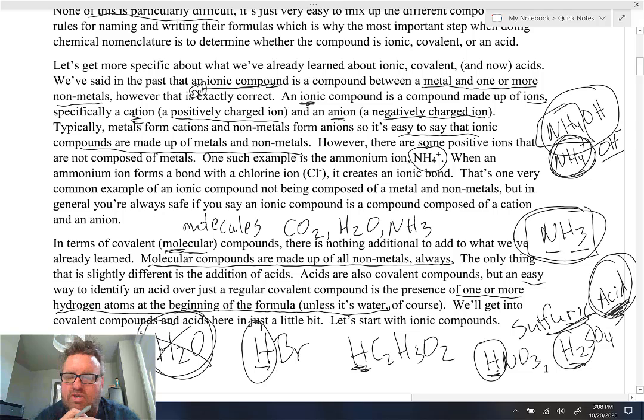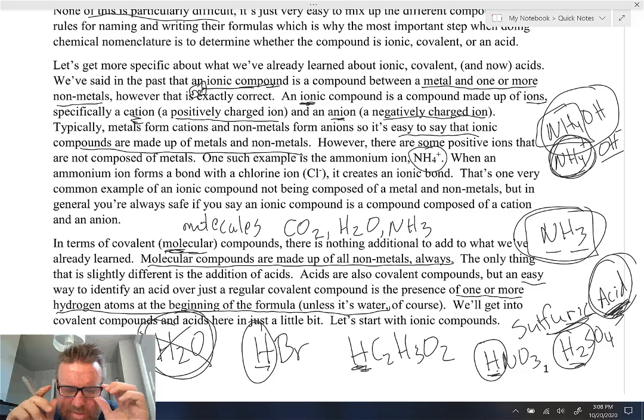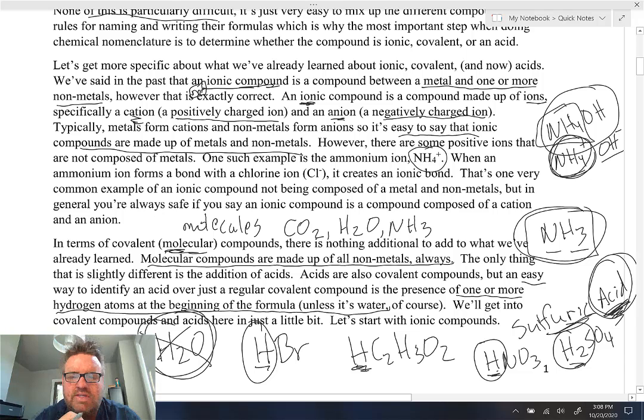Water is actually really, really special. Water can actually act like an acid sometimes, but in general, when we talk about water, we do not consider water to be an acid, or what we would call an acidic species.